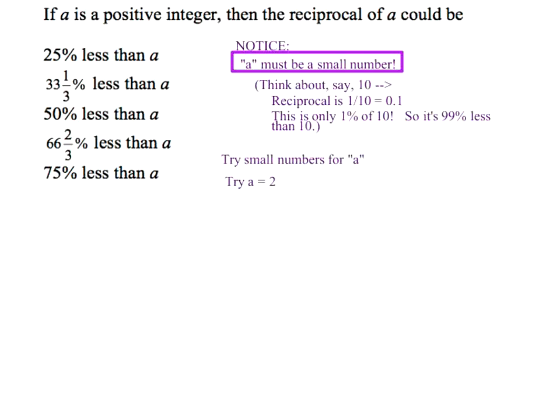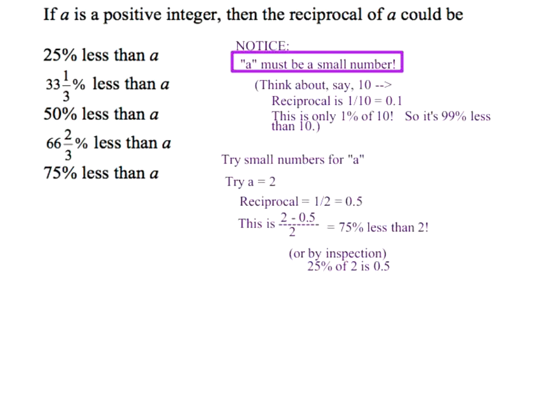That means the reciprocal is 0.5. And that's 75% less than 2, if you find your standard way of finding those things. So 75% less than 2. Or you can just do it by inspection. If you have 2, then 25% of 2 is 0.5. So therefore 75%, which is the difference here, the difference is 1.5, which is 75% of 2. Either way, picking numbers here is your friend.